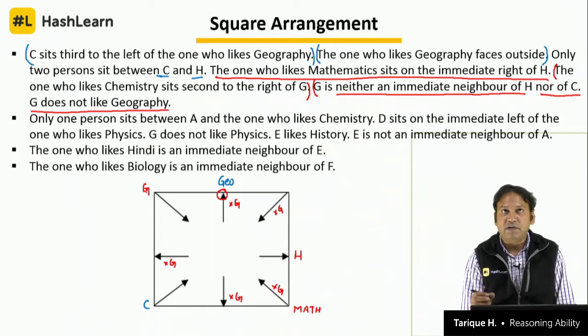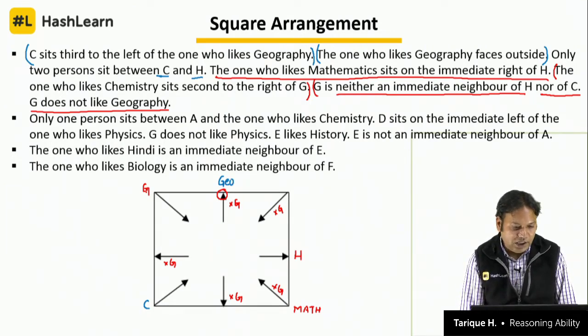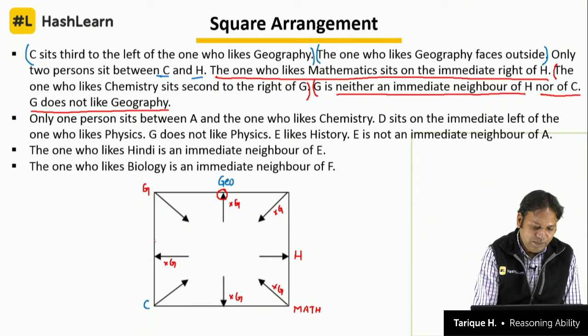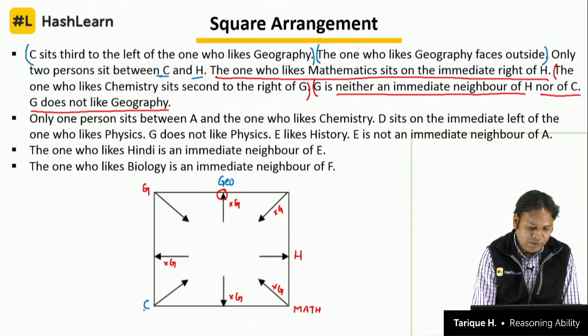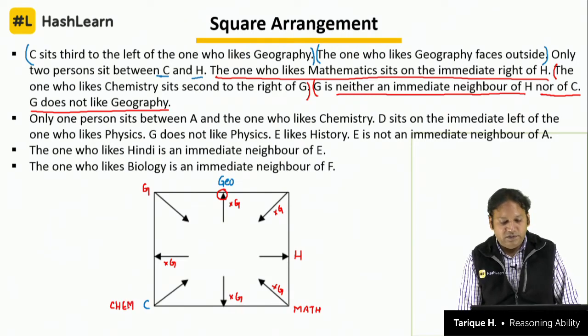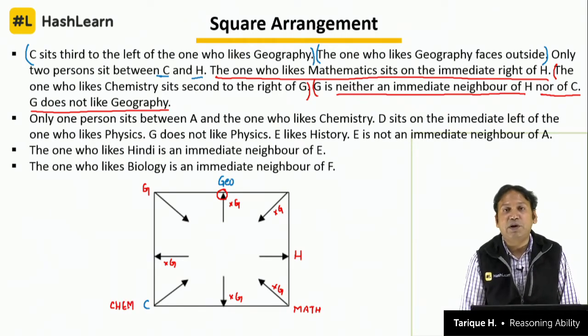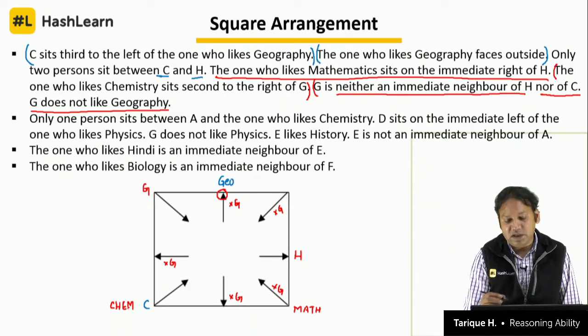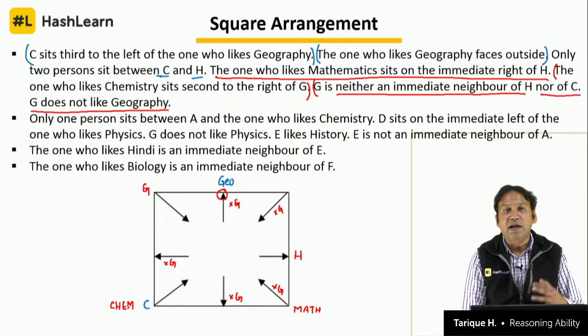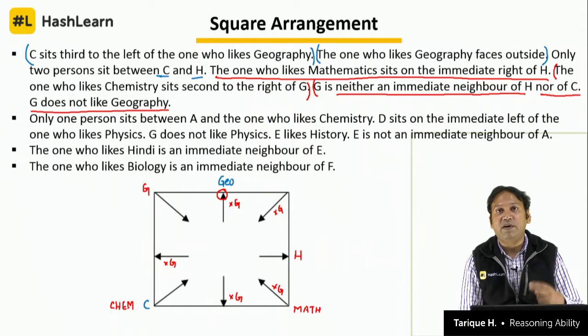Okay, so there's only one position that G can take, and the one who likes chemistry sits second right of G. So if G is here, then second right of G is this one. So that means this person C is the one who likes chemistry. Everything is in red because this is all based on the case. The only thing we know for sure is what is given to you in blue, and everything else is based on cases. So you can understand how much we have to depend on cases while solving questions in the exam.